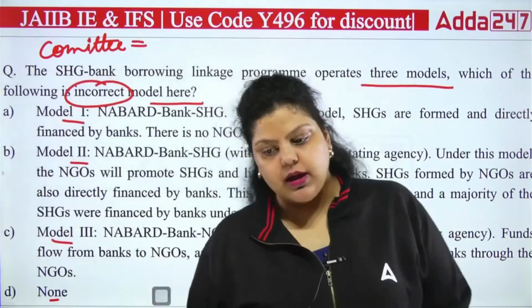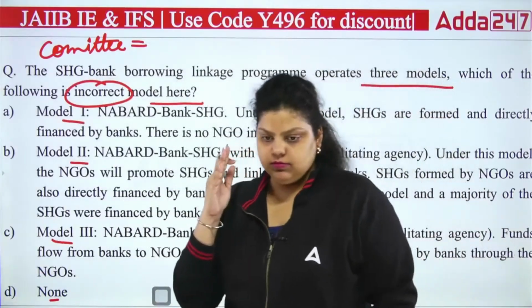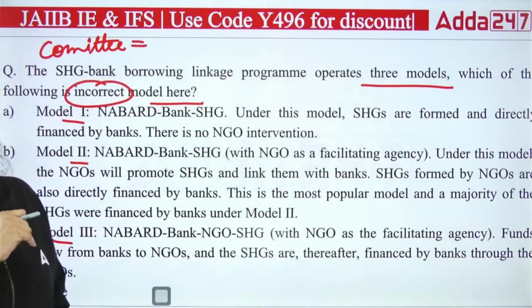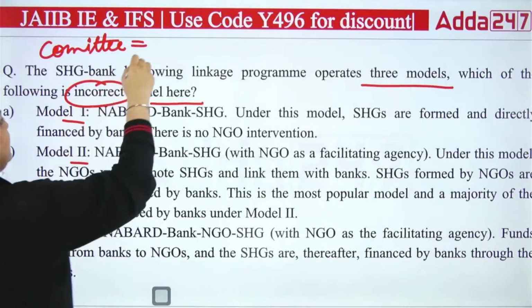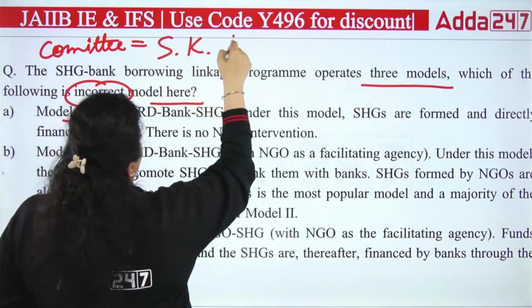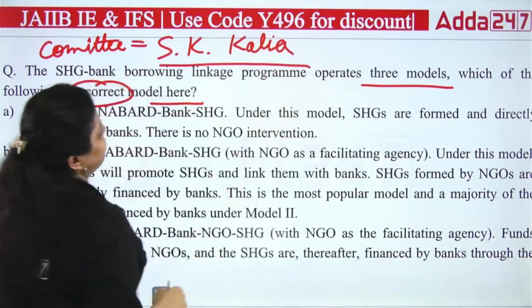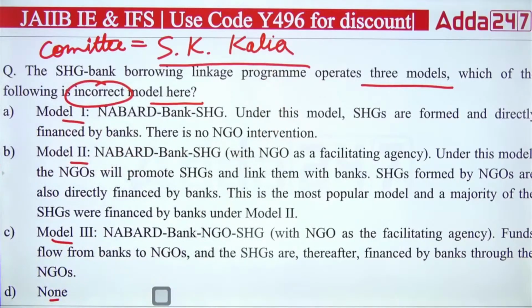SK Kalra. Initials are right, surname is wrong. It is actually SK Kalia committee. SK Kalia committee. Okay.